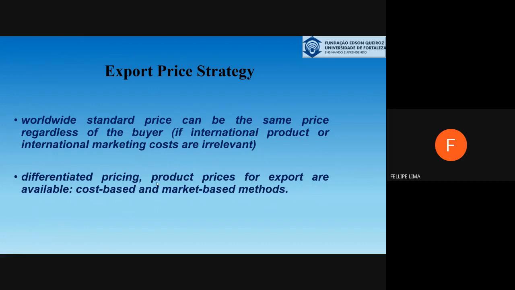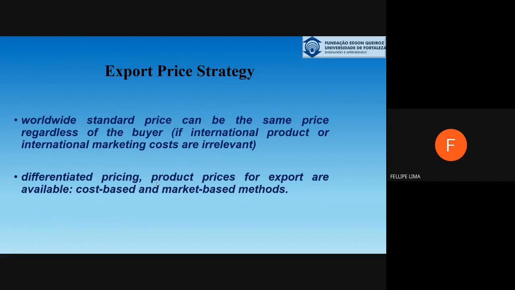Differentiated pricing. Product pricings for export are available. Cost-based and market-based methods. You have to think about my price, thinking about my cost, or my price, thinking about my market. Normally, in international, it's based on the market, not on your costs. But since you also have your local market, you have to separate those two and know the difference when thinking about the cost base and the market base when trying to figure out your price.